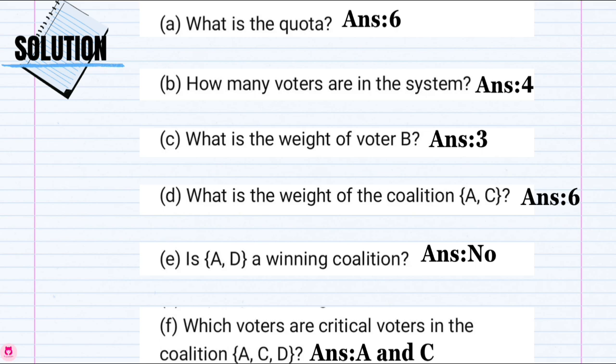Letter F. Which voters are critical voters in the coalition ACD? So the answer is A and C. Because if we remove voter A, the remaining votes become 3, which is losing. If we remove voter C, the remaining votes become 5, which is also losing. But if we remove voter D, the remaining votes are still 6, which is winning. Therefore, A and C are the critical voters.